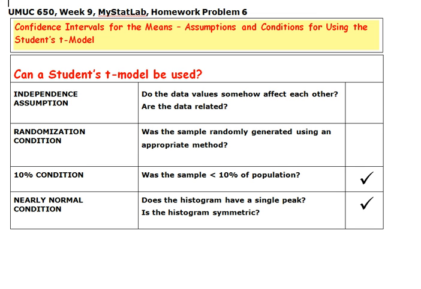The 10% condition, on the other hand, was satisfied. We determined that the sample was less than 10% of the population. Our nearly normal condition was also satisfied. We took a look at our histogram and we saw that the histogram had a single peak, it was unimodal, and that our histogram was symmetric.